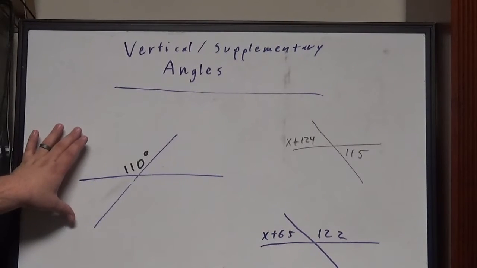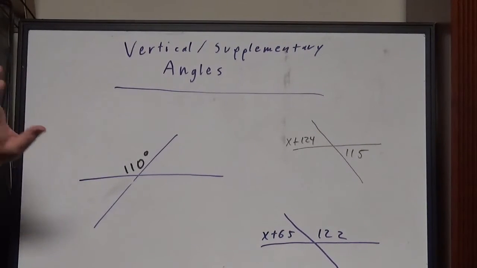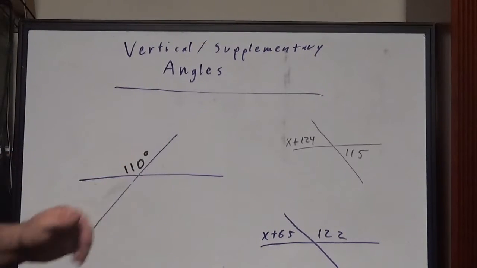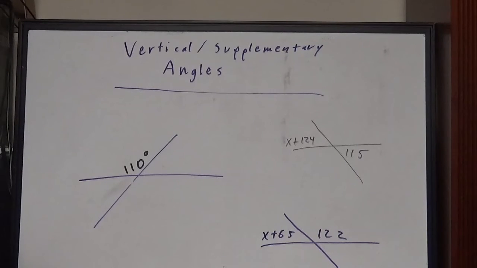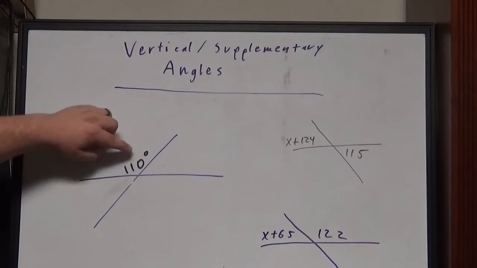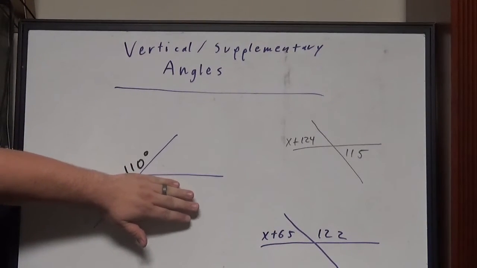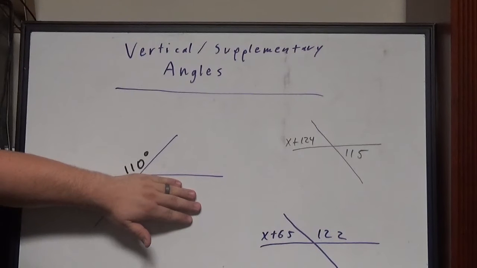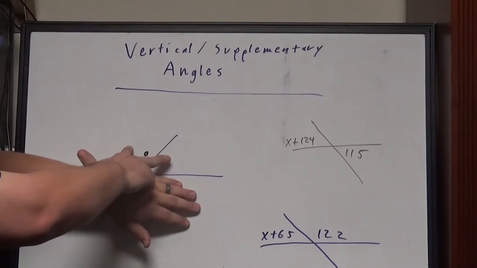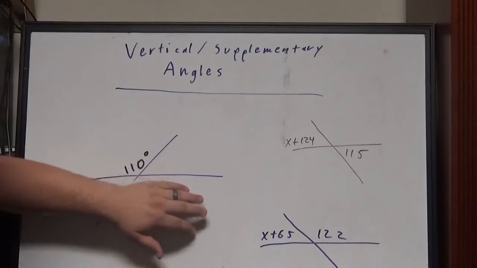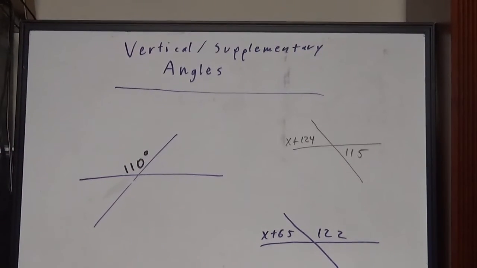I have three things up here that I'm going to go through. The first one is this. I've got two lines, and one angle says 110 degrees. First thing I want to talk about is, ignore what's down here. If we see just a line with an intersecting line, and one side is 110 degrees, what's the other side? These are called supplementary angles. They're consecutive angles, and they are supplementary. What that means is they add to 180 degrees.